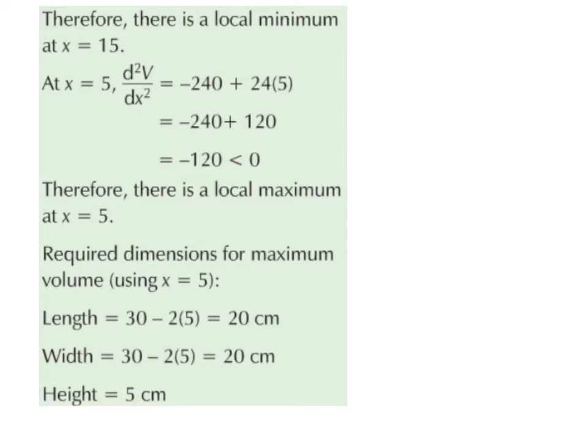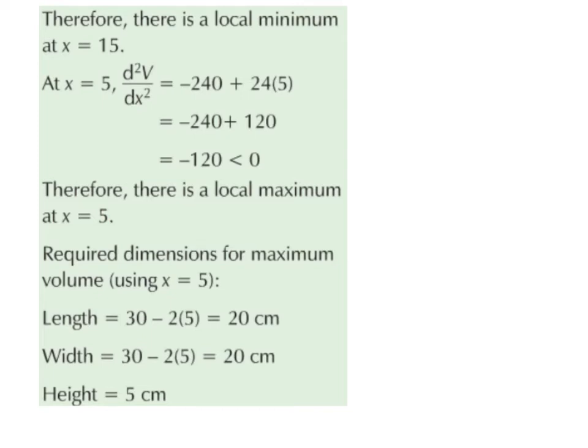And minus 120, we know, is less than 0. So therefore, there's a local maximum at x is equal to 5. So there was a local minimum at x is equal to 15, and we have a local maximum at x is equal to 5, because minus 120 is less than 0, which gives us a local maximum. And this is at x is equal to 5.